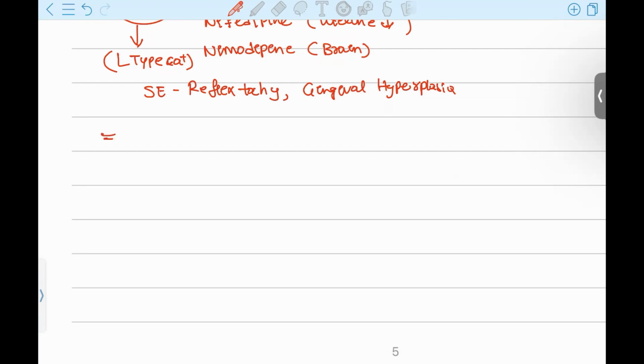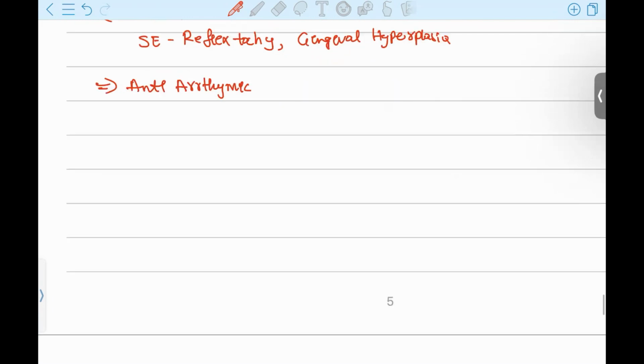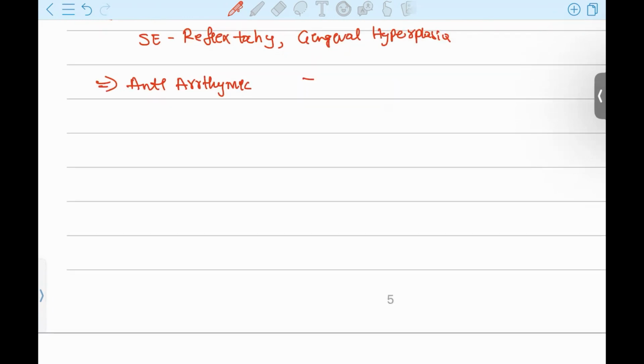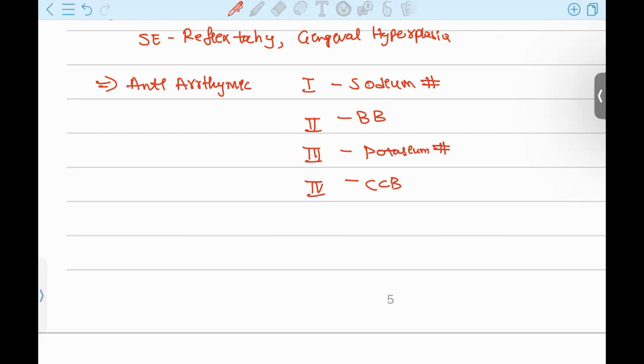Next, moving on to our anti-arrhythmic drugs. Anti-arrhythmic drugs act on the action potential of the ventricles. There are 4 classes: class 1, class 2, class 3, and class 4. How can you remember? You can remember with the mnemonic Sonali Bindre, Priyanka Chopra. S is for sodium channel blockers, which block the sodium. B is for beta blockers. P is for potassium channel blockers, which block the potassium. And C, the final one, is for CCP.